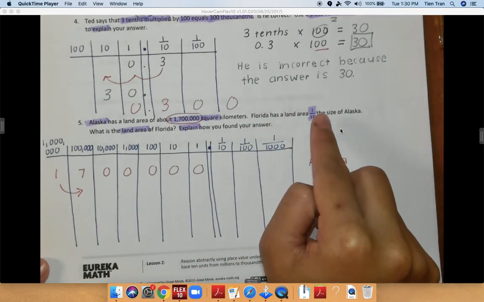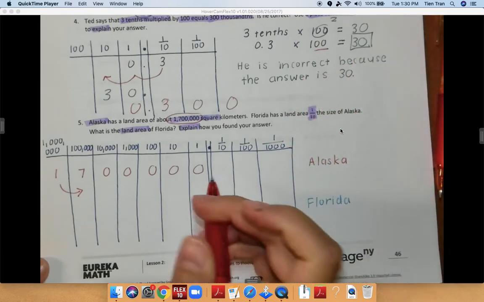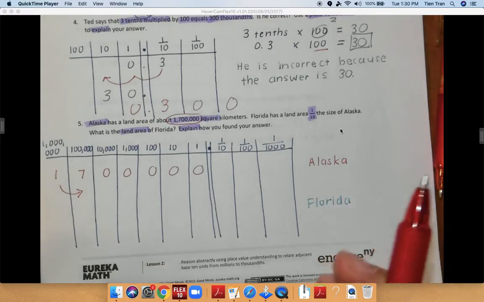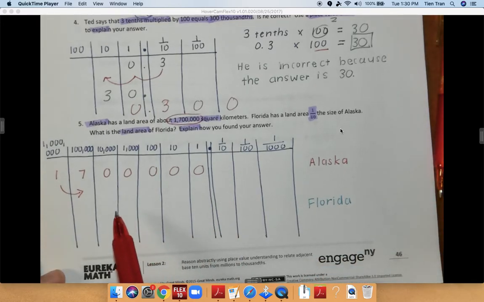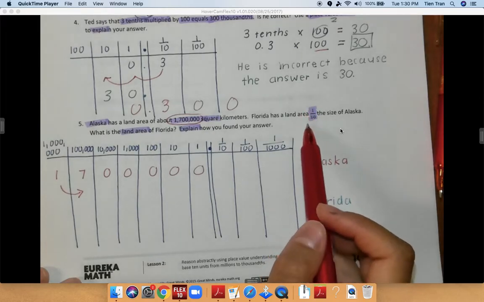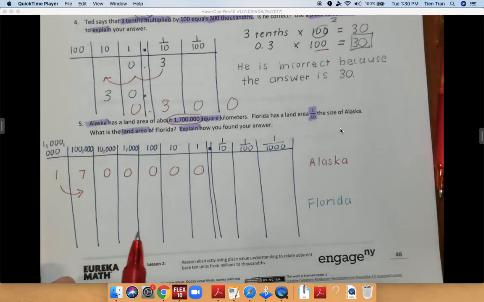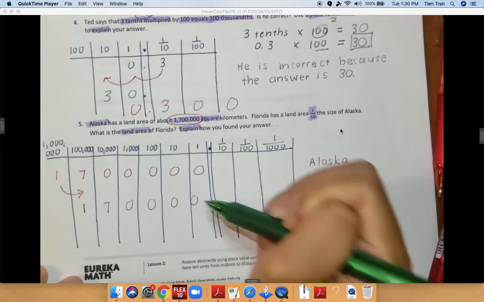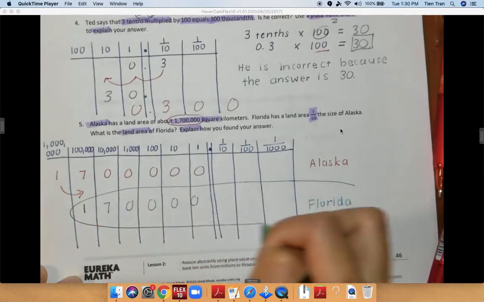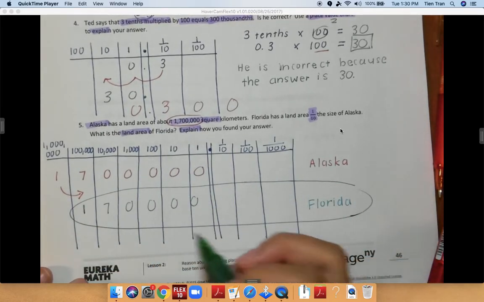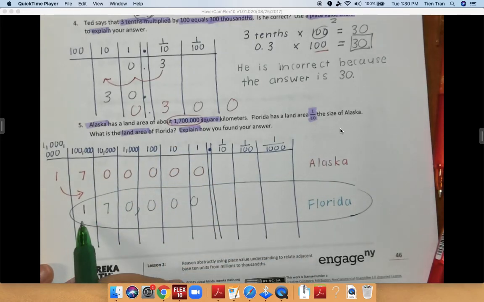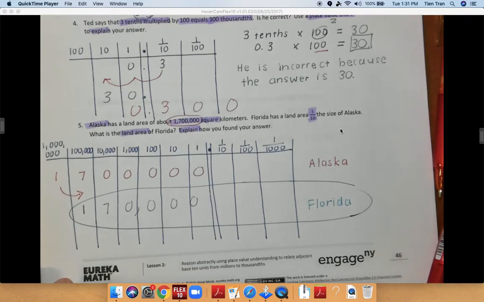Okay? Now they want you to divide. How do I know they want you to divide? Because when you are 1/10 of a size, that means you are smaller, okay? 1/10 of the size of something is smaller. So right here, you're going to divide. You're going to divide how many times? 1/10. That means you only move over once. So that means all my numbers are only going to move over one time. So my new number for Florida is right here. We have 170,000 for Florida, okay? And that's how you found your answer.